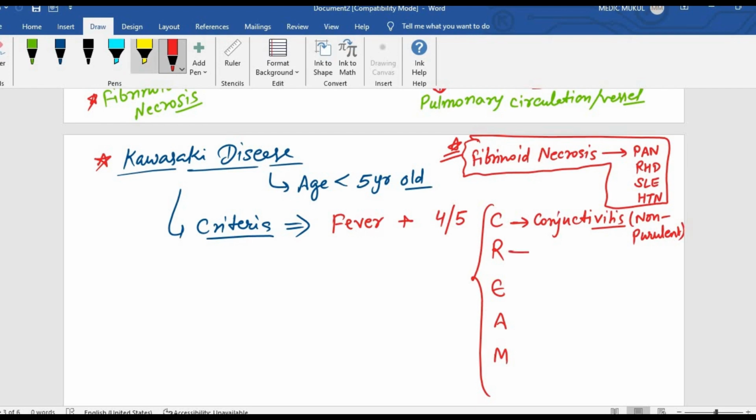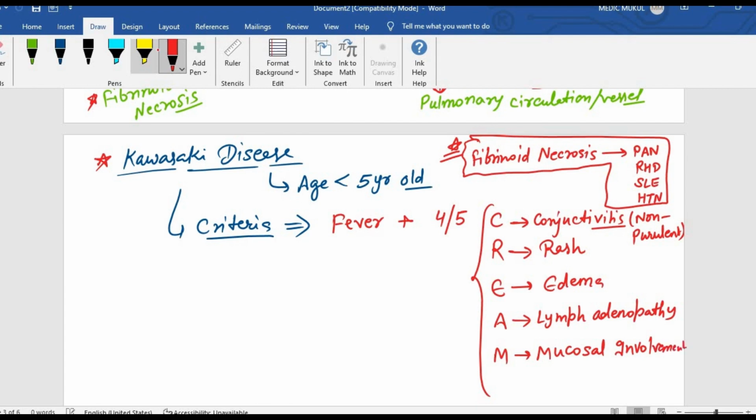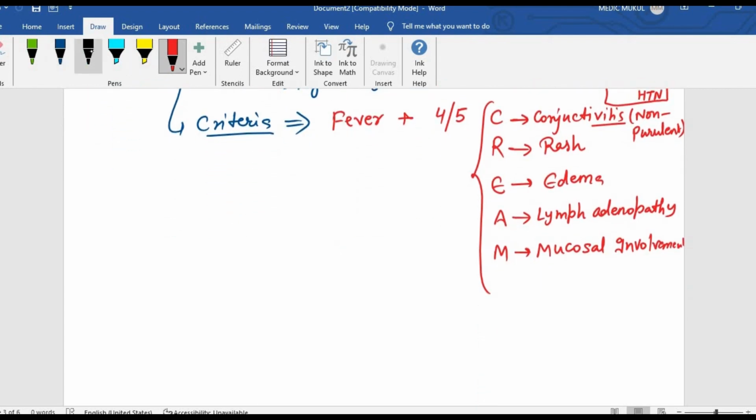Then there will be a rash. And we know that we have the strawberry tongue and the rashes, the same as in scarlet fever. Then there will be edema. The A is for adenopathy. So which adenopathy? Lymphadenopathy will be there, and mainly cervical lymphadenopathy. And there is a red strawberry tongue.